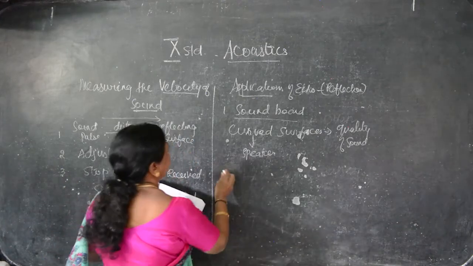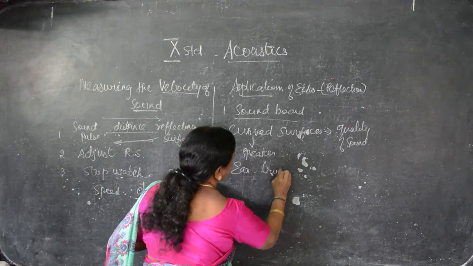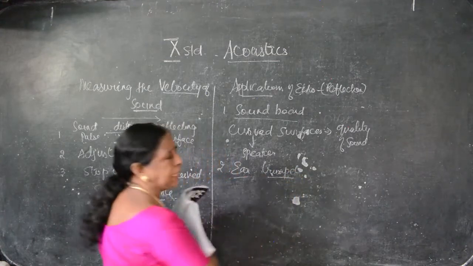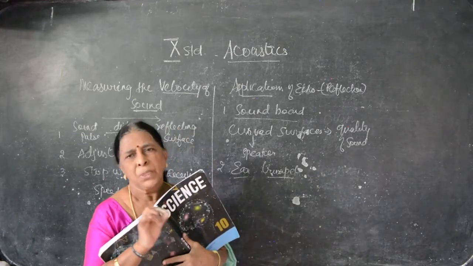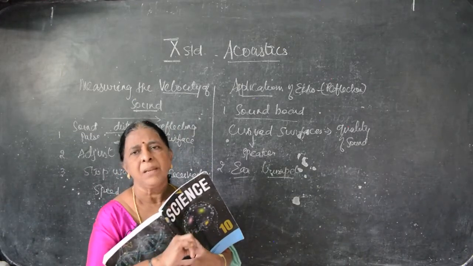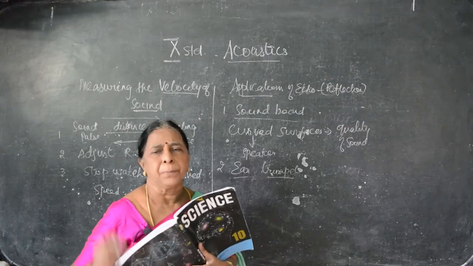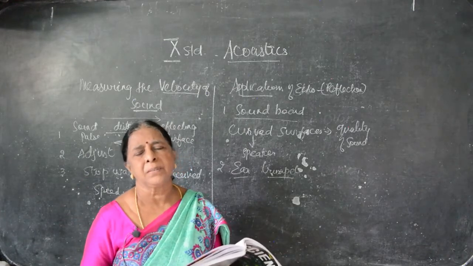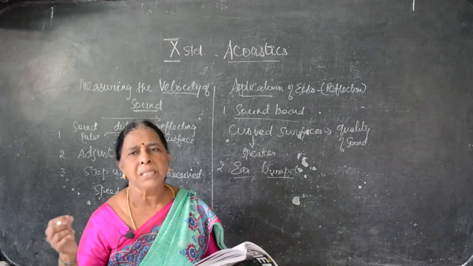Next one, we are using the ear trumpet. That is nothing else, hearing aid. Some people cannot hear normally like us. The normal ear hears 20 to 20,000 Hz. We have seen the audible range already. Some people cannot hear the sound because the eardrum may be affected, or inner parts of the ear may be affected. They could not hear, so they can replace the hearing capacity by using an ear trumpet.